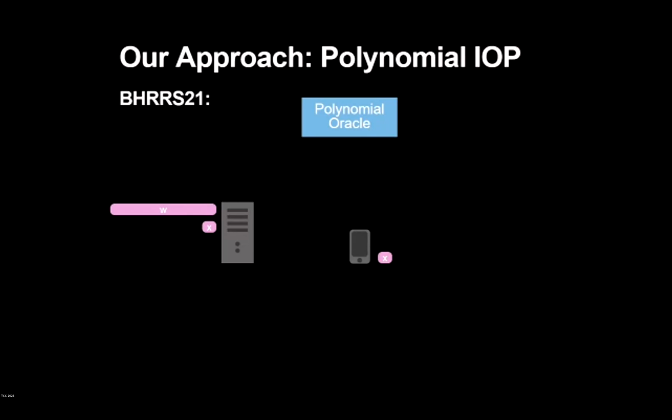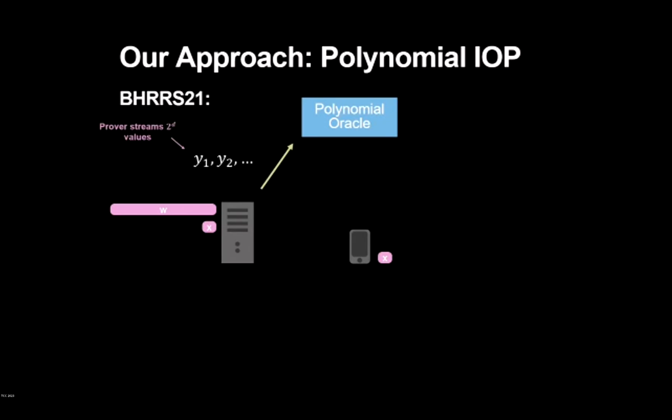So we're actually going to build upon the previous work of Block et al. in 2021. And in this previous work, what they were able to do is construct a succinct interactive argument where the prover is essentially a streaming prover. So you can imagine the prover is still a single machine. There's no distribution. And it still gets access to all of W, just not all at once.